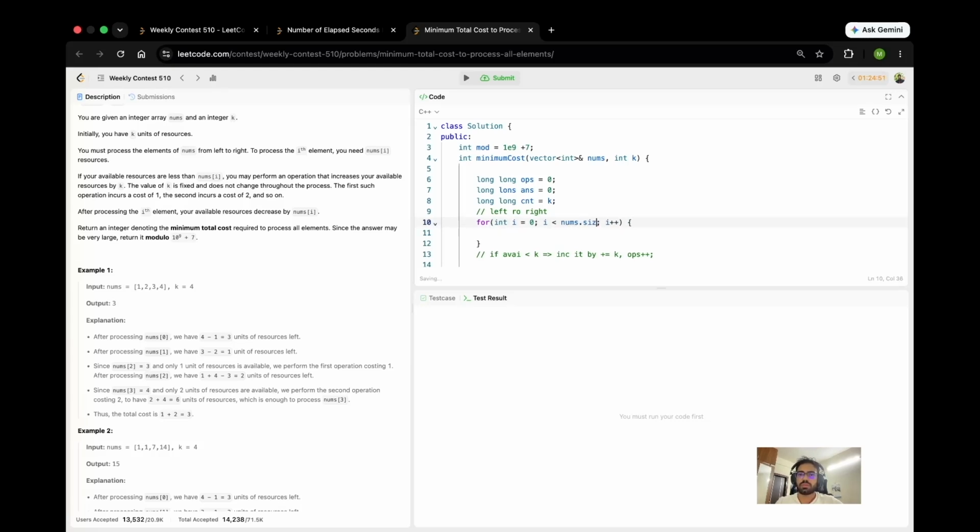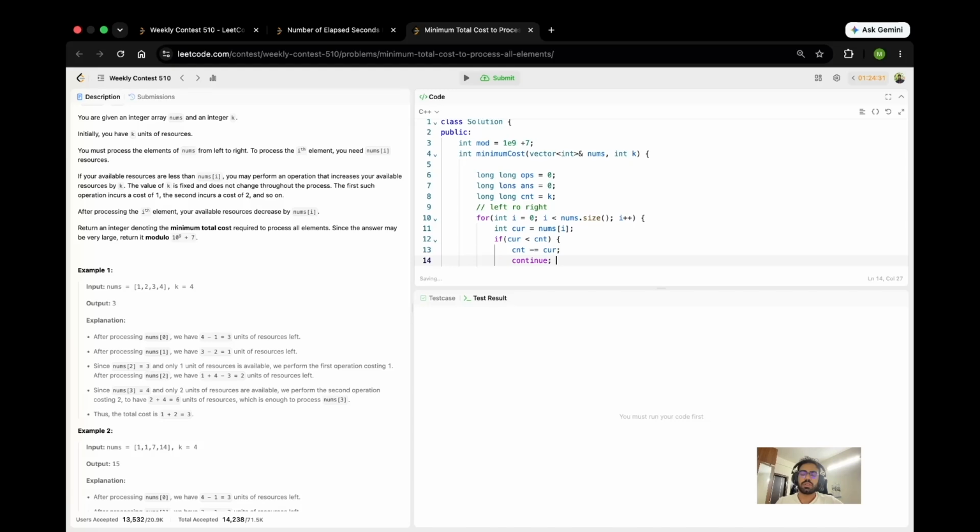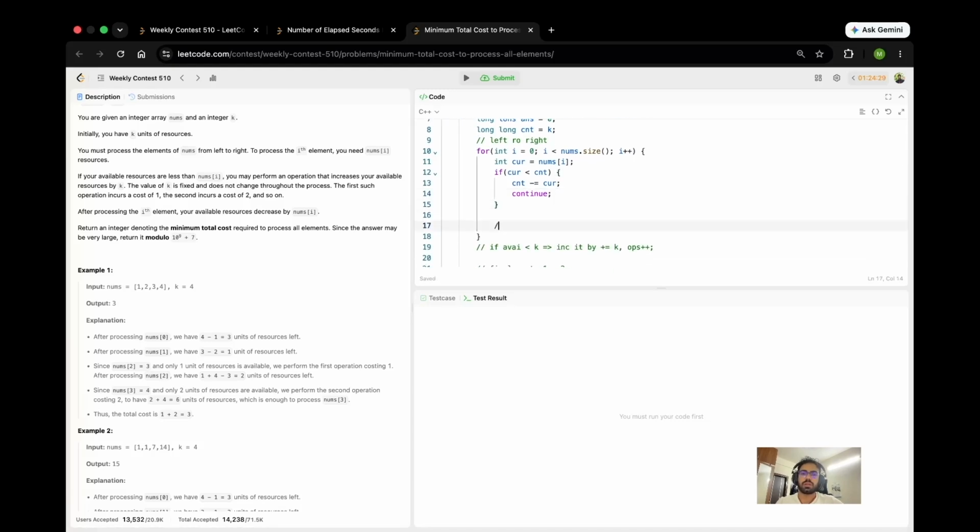N is nums dot size, right? And the current element equals nums of I. What will I check? If current is less than count, what do we do? Count minus equals current, and continue. We don't need any operations.